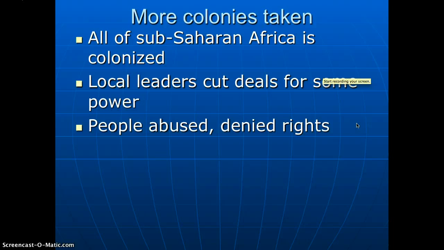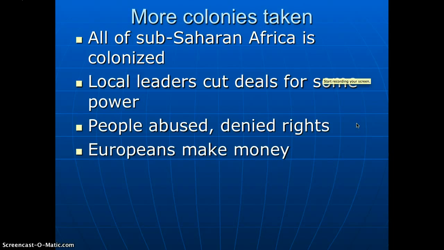People are abused, they are denied their rights, and we'll see many examples of that in the primary source documents in class. All the while, Europeans are making a lot of money off their African colonies because there are new markets for them to sell their manufactured goods, but also because of the raw materials that they're able to take from the continent.